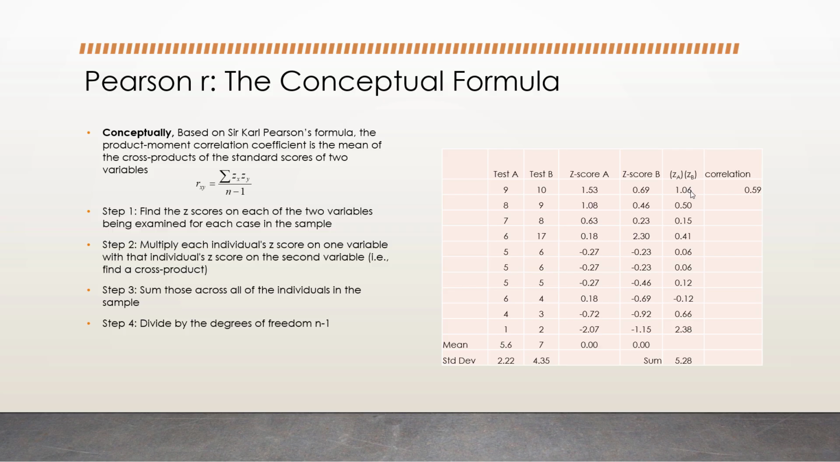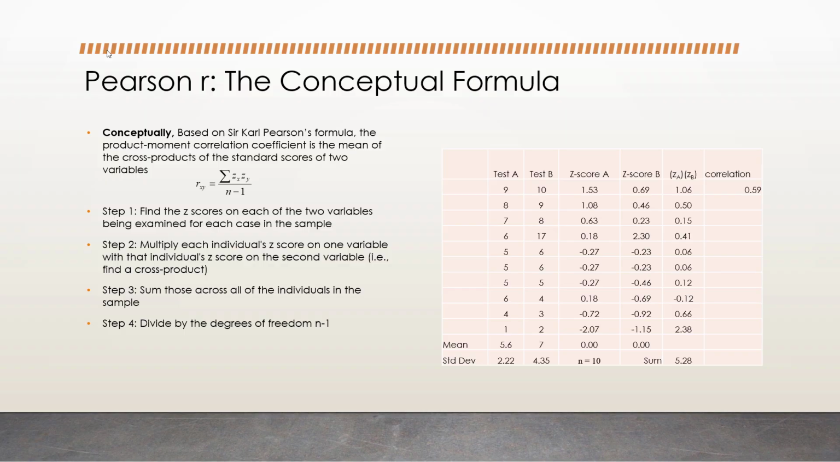If we do the same for everyone in the sample, the sum of the cross products is 5.28. Dividing it by the degrees of freedom, 10 minus 1 equals 9. The Pearson R is 0.59.